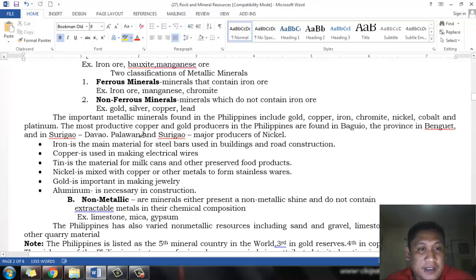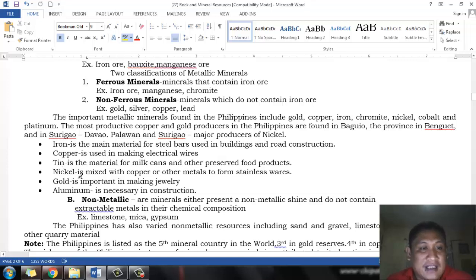So this particular mines are found on different places in the Philippine archipelago, in Baguio, in the province of Benguet, and Surigao area to Davao area, Palawan and Surigao, and there are major producers of nickel. So iron is the main material for steel bars used in buildings and road constructions. Copper is also used in making electrical wires.